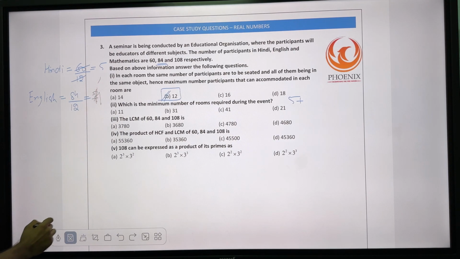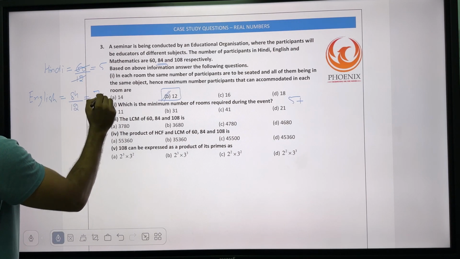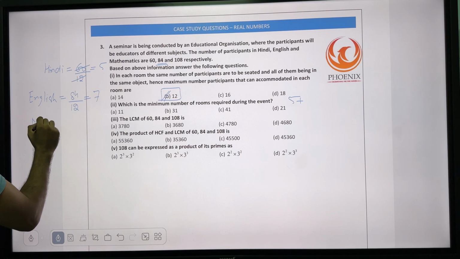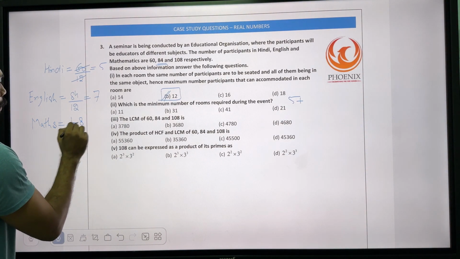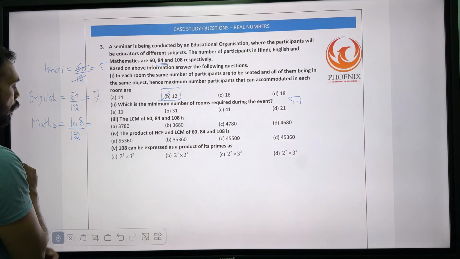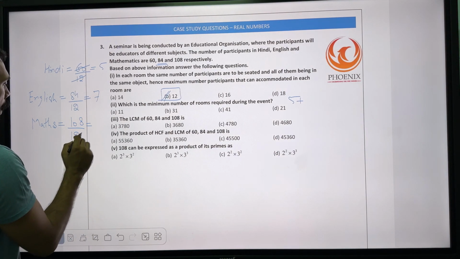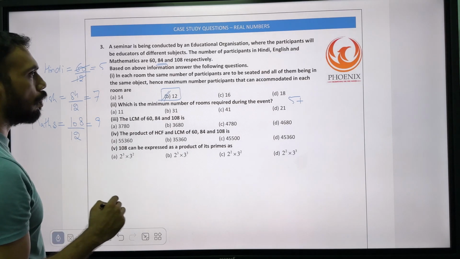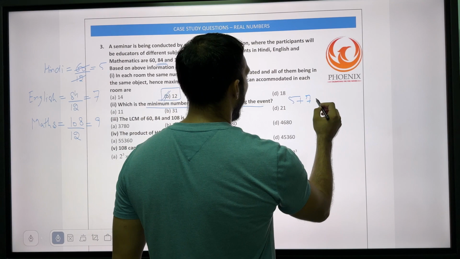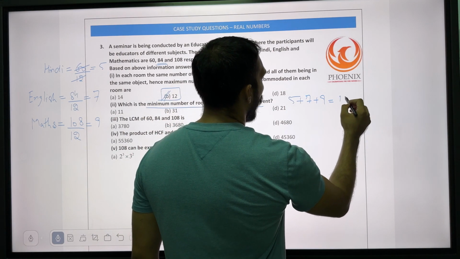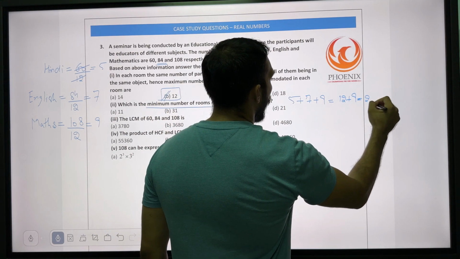Let me just clearly write this thing. 7 rooms for this thing. And for mathematics, how many rooms are required? 108/12 will be 9 rooms for this thing. So what I have over here, the minimum number of rooms required for the event are 5 plus 7 plus 9. So this is going to be 12 plus 9, that is 21 rooms.